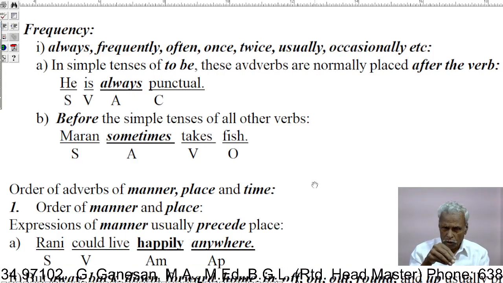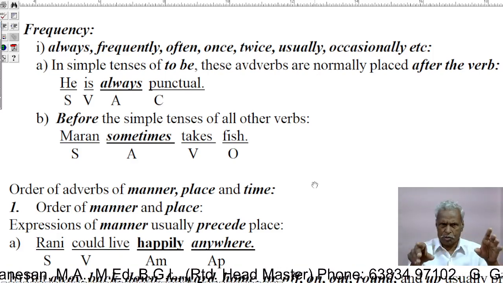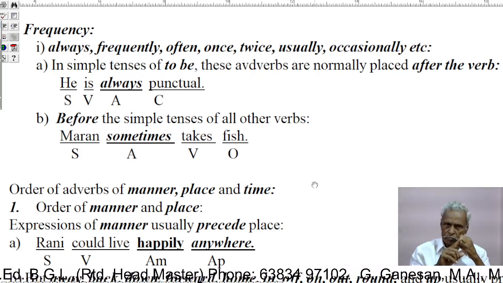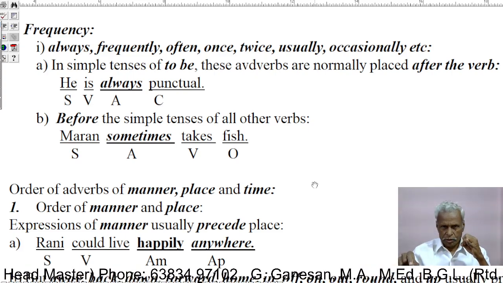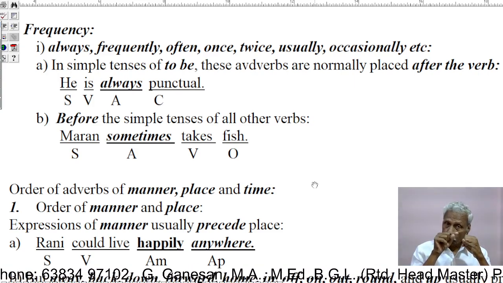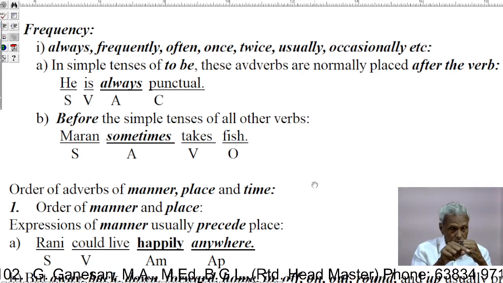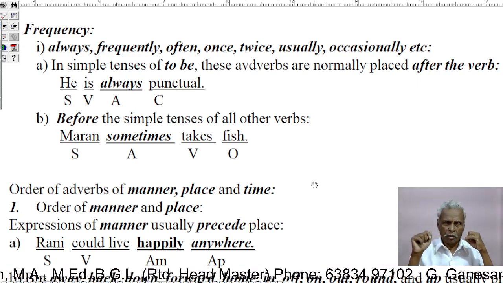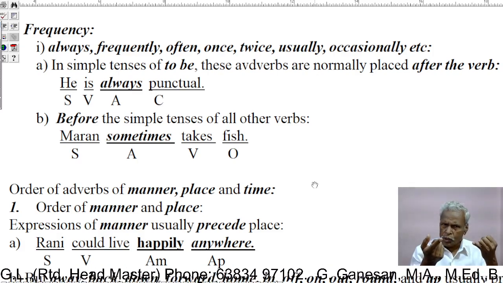When there is only one verb, other than be verbs, or when there are other verbs of simple tense, and there is only one verb, and that is a be verb, the adverb should be placed after the be verb. And secondly, for example: he is always punctual.